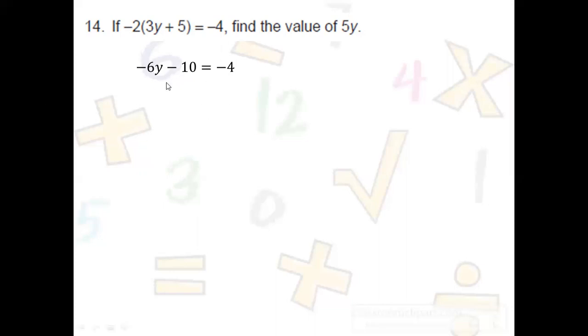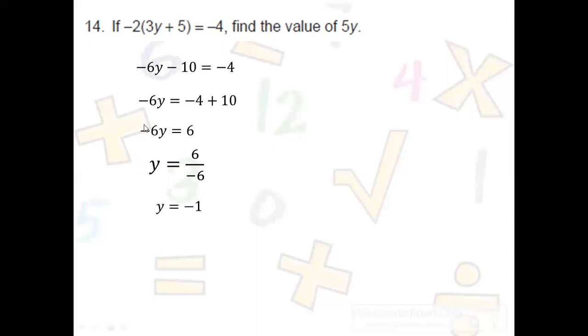Okay, now as you know, it's easy for us to solve. The negative 6y equals negative 4 plus 10, as the negative 10 moves to the other side and becomes a plus 10. What's the next step? Minus 6y equals 6. And the next one is y is equal to 6 over negative 6. That will give you a negative 1.